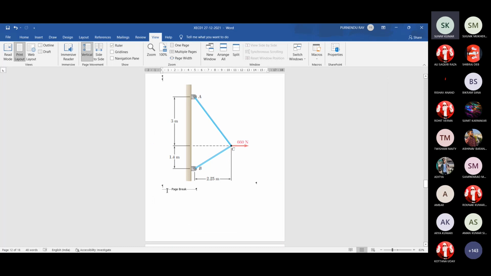Similarly, this kind of thing we can apply for other situations, like instead of one vertical downward hanging force, here is one horizontally applied force, this one 660 Newton. Then those support ends are fixed on this vertical wall with these directions: from this horizontal level 3 meter upward, 1.4 meter downward, at a distance of 2.25 meter horizontally for point C from the vertical wall support.